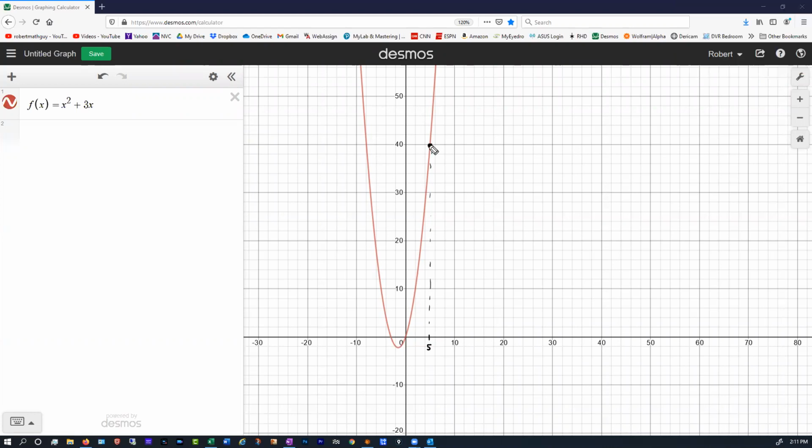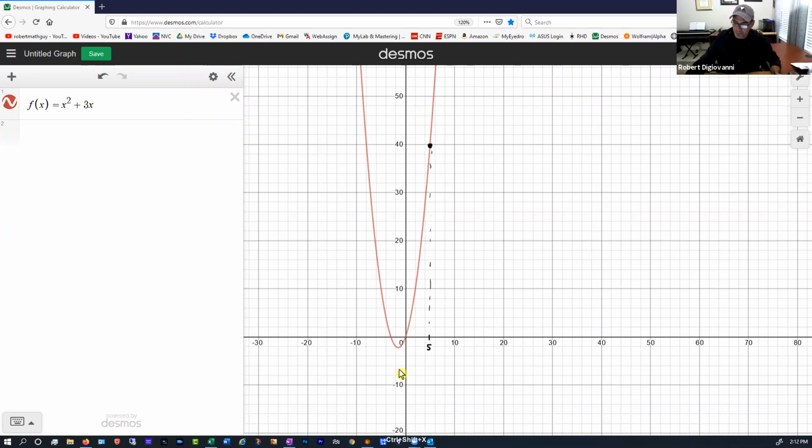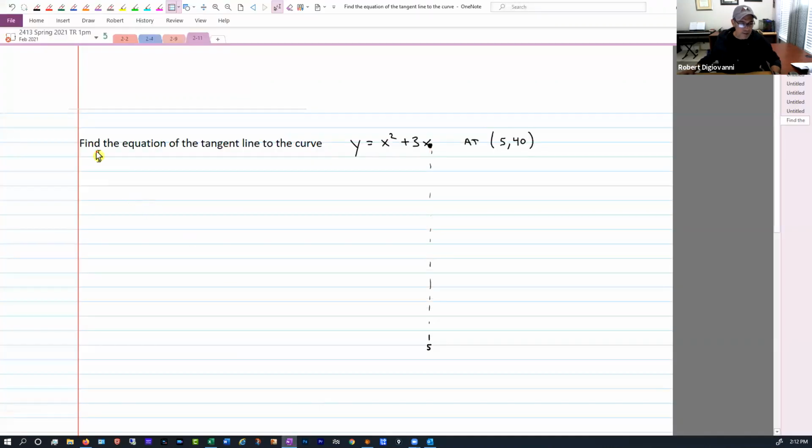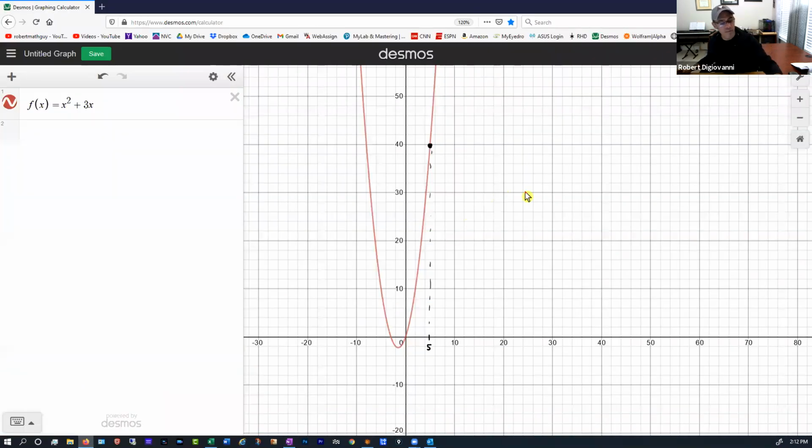So the question here is asking us to find the equation of the tangent line to the curve. This is the curve, and this was the point. When you look at this curve, there is a line that is tangent to it that just touches through that point like this, right? And we're supposed to find the equation of that line.